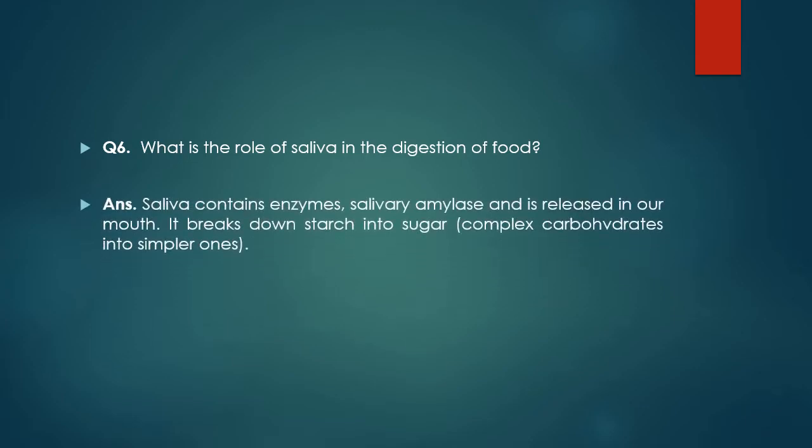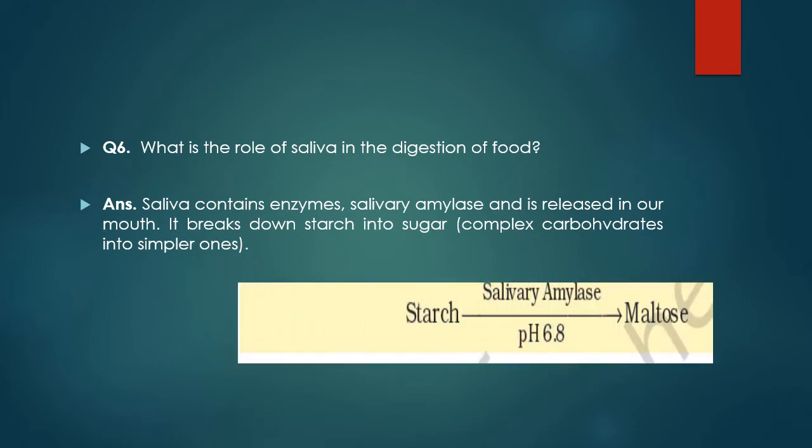Saliva contains the enzyme salivary amylase and it is released in our mouth. It breaks down starch, a complex sugar, into simpler ones. Can you remember this? Starch, salivary amylase in alkaline pH, maltose. On maltose, maltase will work. That can be done in the next part, means in the small intestine. So maltase will work on maltose to break it into simple sugar.